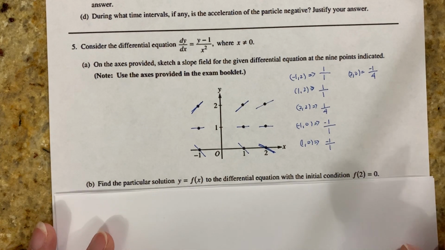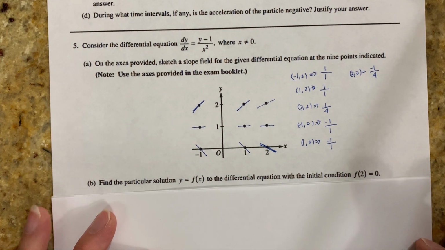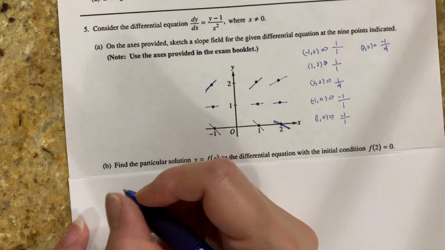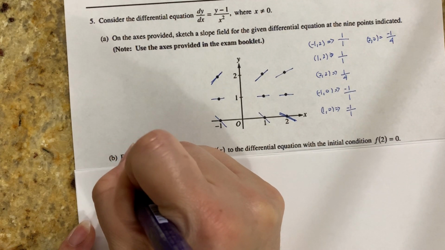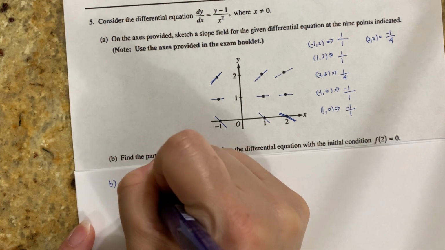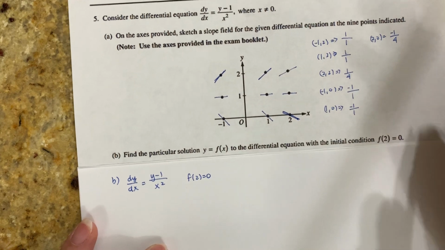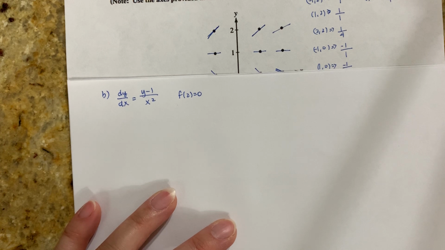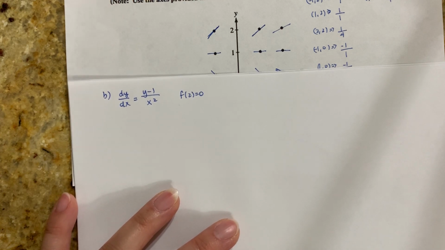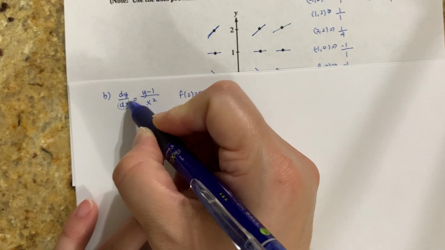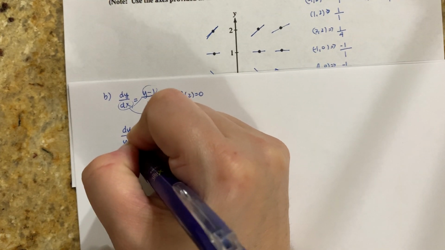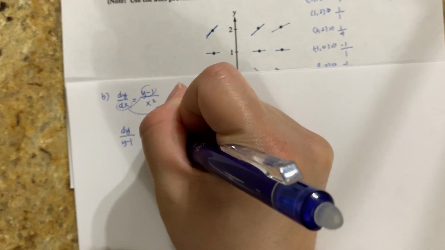Part B says find a particular solution to the differential equation with the initial condition f of 2 equals 0. So this is where you do the separation of variables. All right, so let's start with part B. dy over dx equals y minus 1 over x squared, and I know f of 2 equals 0. Okay, I need to slide this up so you can see more of what I'm doing. Okay, so what do I do? Do I cross multiply? I can. I can multiply the dx over, and I can divide this to the other side, right? So it becomes dy over y minus 1 equals 1 over x squared dx.